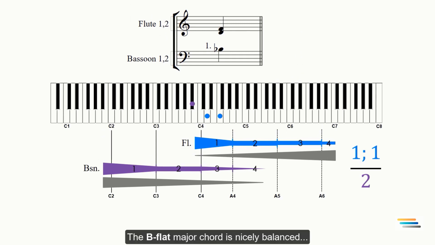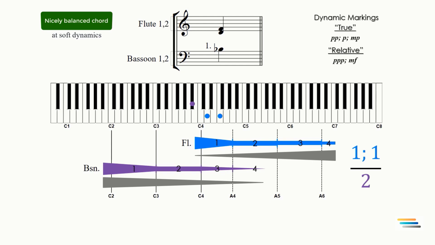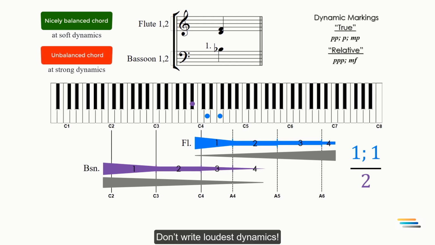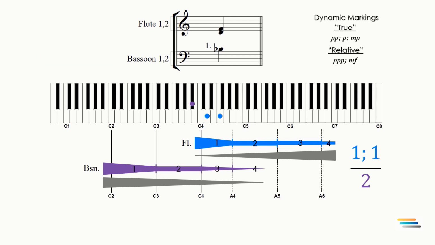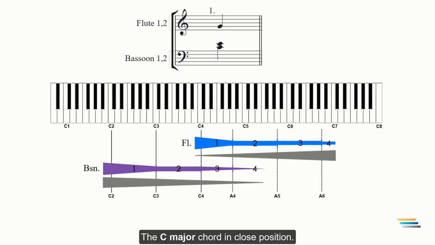The B-flat major chord is nicely balanced and works with all true and relative dynamics. Don't write loudest dynamics. Let's check the other chords. The C major chord in close position.